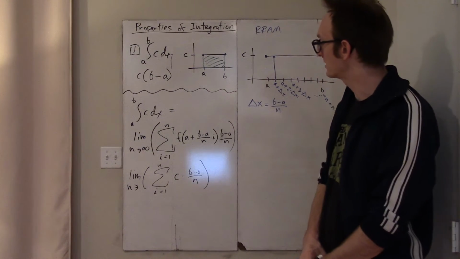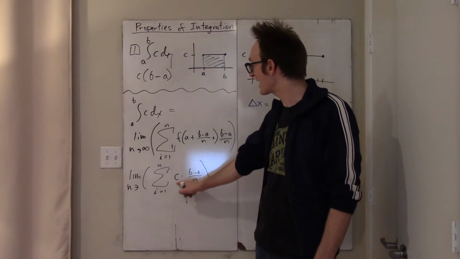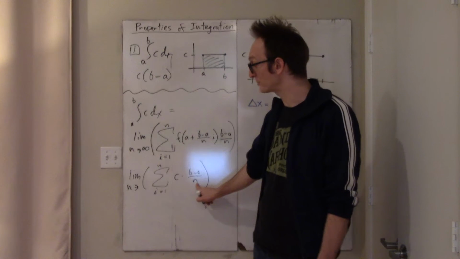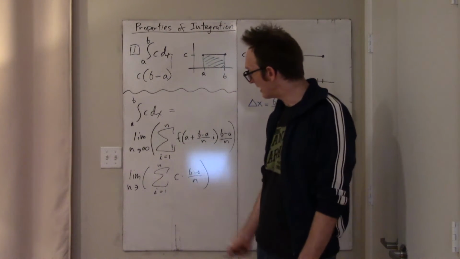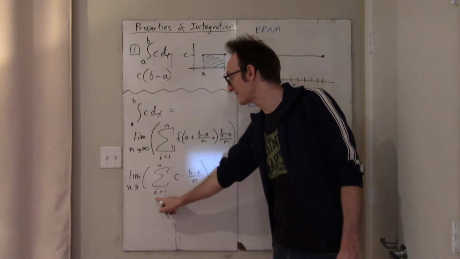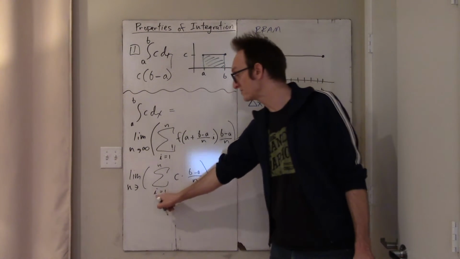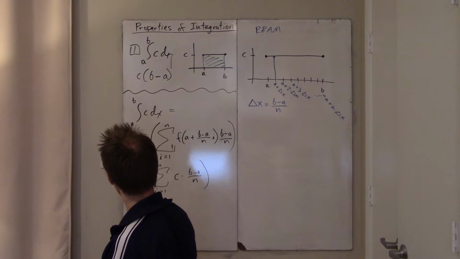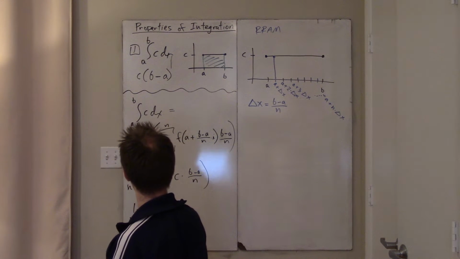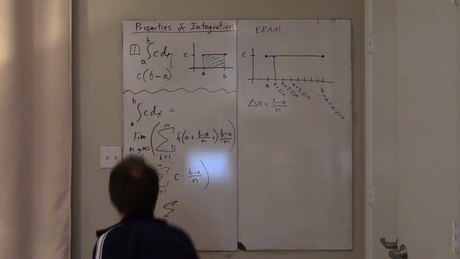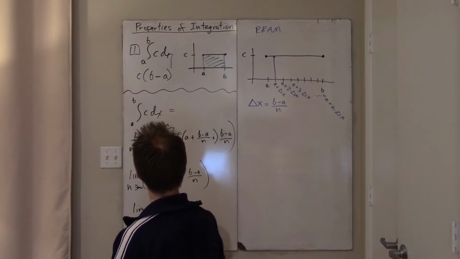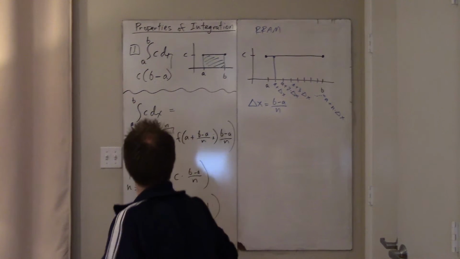Alright, now what? Well, I have this summation, but in fact, c is a constant, b is a constant, a is a constant, and even n, the number of subintervals, is a constant inside the summation. And the only thing that's changing is i, but in fact the function for what I'm adding doesn't even depend on i, which is just another way of saying that all of this can be pulled directly out of the summation. And so I'm really taking the limit as n goes to infinity of c times b minus a over n times the sum from i equals 1 to n of just 1.